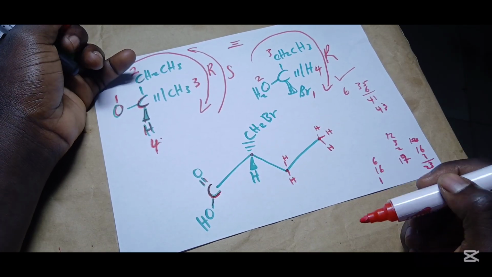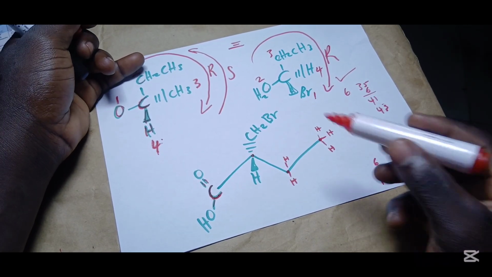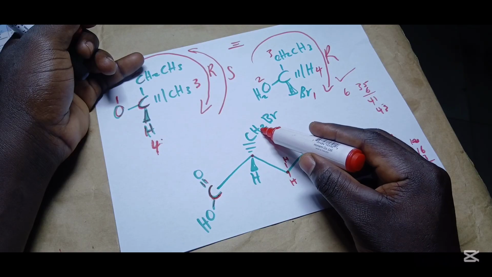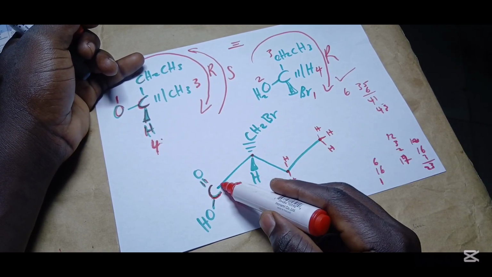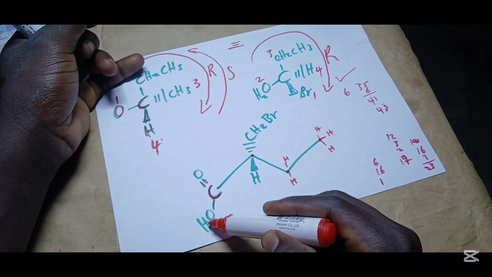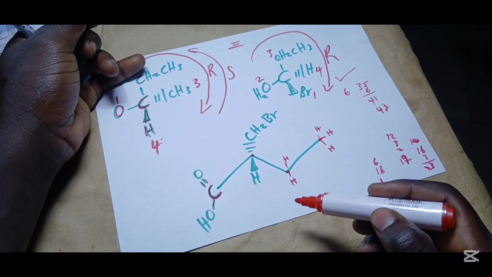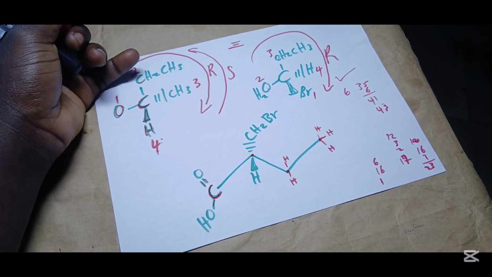So now we are going to indicate priorities. We have carbon, hydrogen, and bromine, and we have an ethyl group here, and we have a carbonyl group here with a hydroxyl group attached to it. Shall we call it a carboxylic acid group?